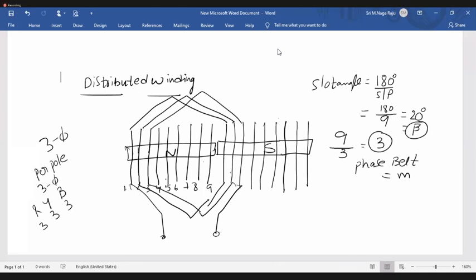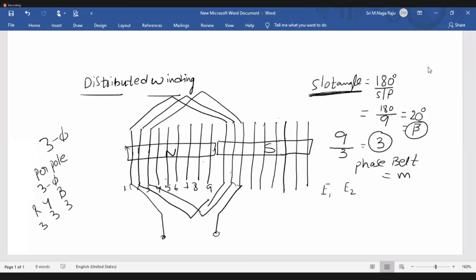Now what is phase belt M? 3. Fine. Now tell me, the EMF induced in the first conductor and the EMF induced in the second conductor have a phase angle difference or not? Yes, sir. It has a phase angle difference of how many degrees? Between conductor 1 and conductor 2, what is the phase angle difference? It is 20, equal to slot angle, right? Not 120. It is 20, equal to slot angle.